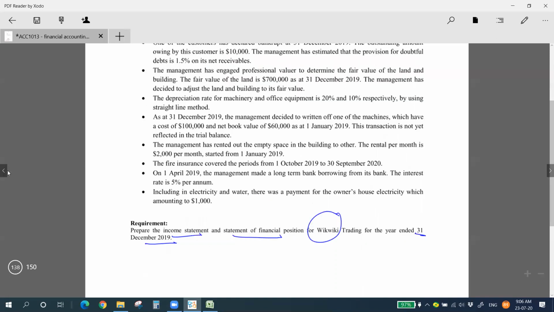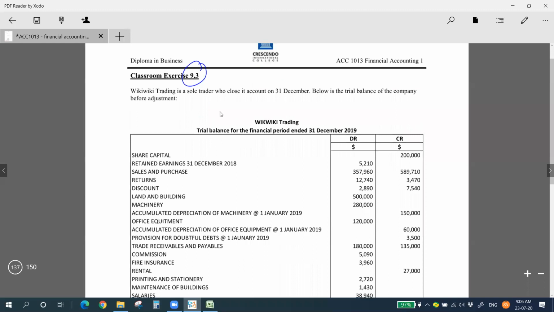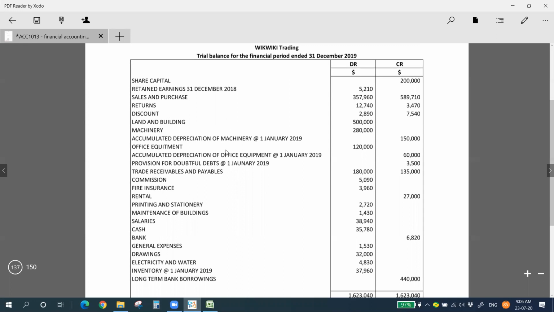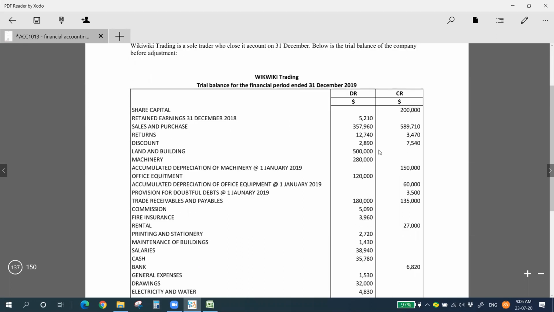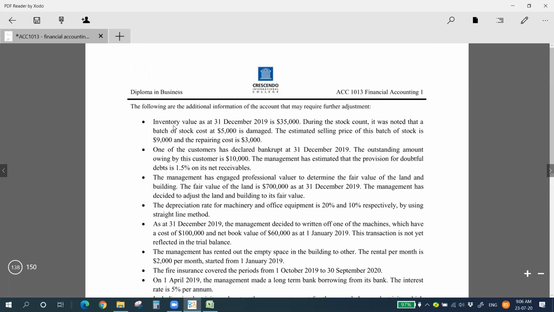So let's see what is the trial balance of Wiki. Wiki Trading is a sole trader who closed his account on 31st December. Below is the trial balance of the company before the adjustment. So you can see this is the trial balance of the company. And we have quite a number of adjustments to do.